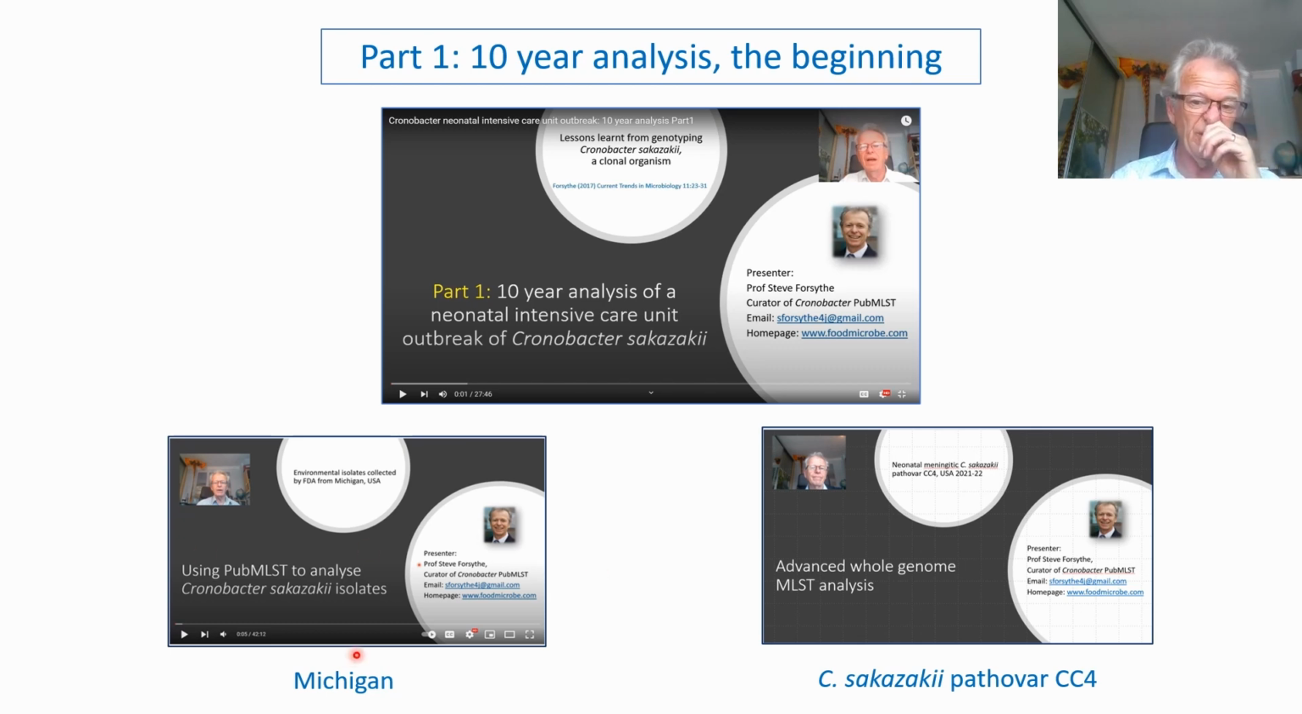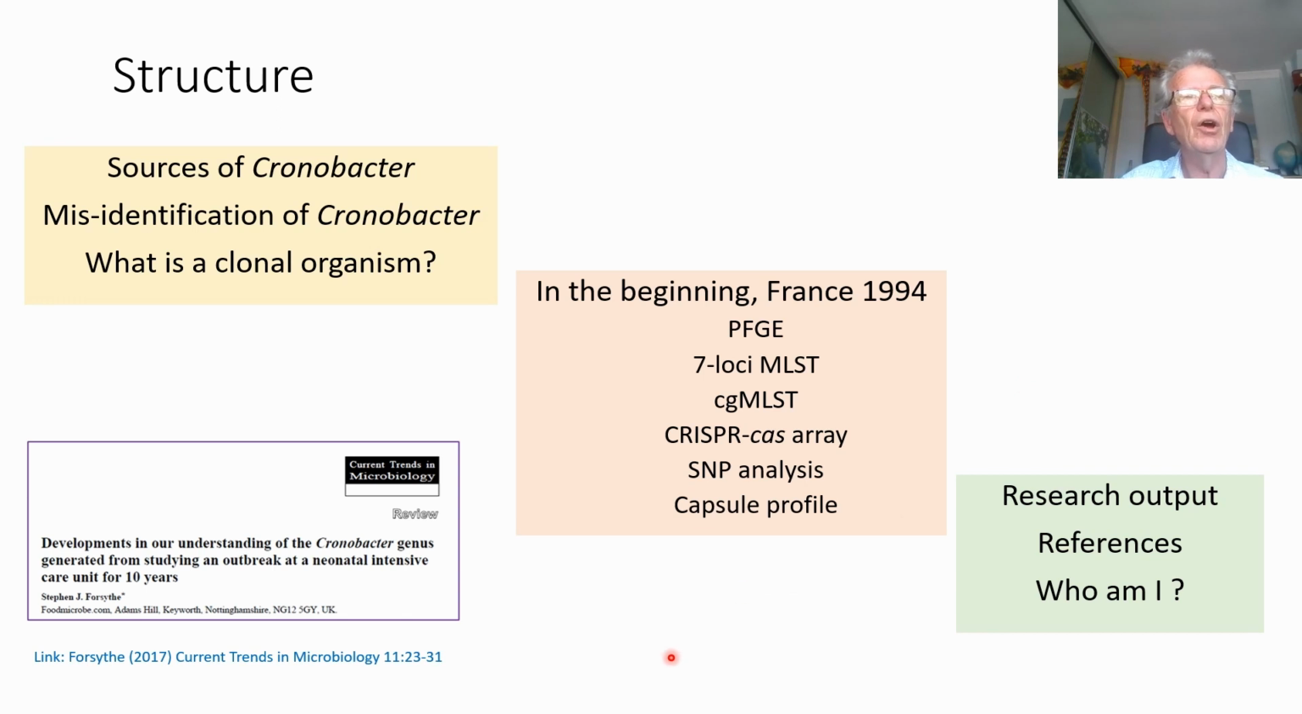There are a couple of other videos I've already done on YouTube, one about strains which were isolated from Michigan by the FDA, and another one looking at Cronobacter sakazakii pathovar CC4, which is what I'll be introducing in this video. The main points are already in a publication by myself, Current Trends in Microbiology. But there isn't the rationale of why you do something in research that always comes out in a scientific paper. So in the videos, I'm able to add little insights as to what really occurred.